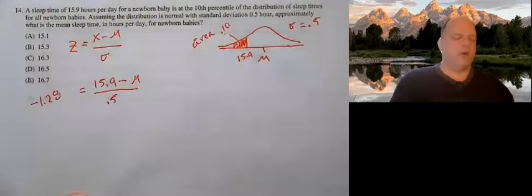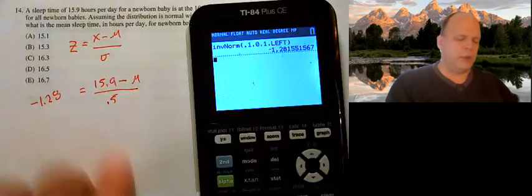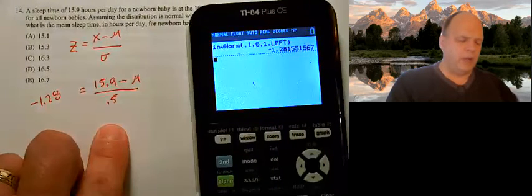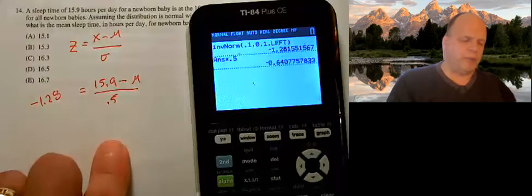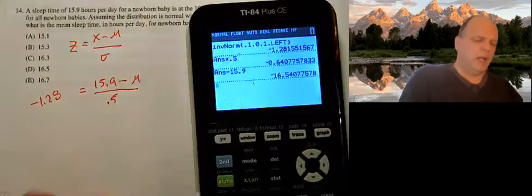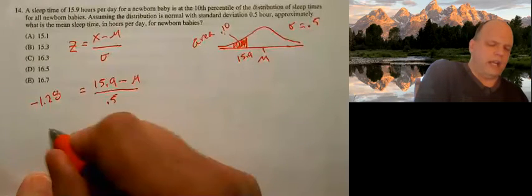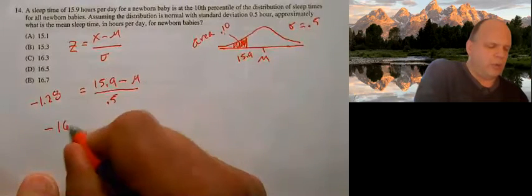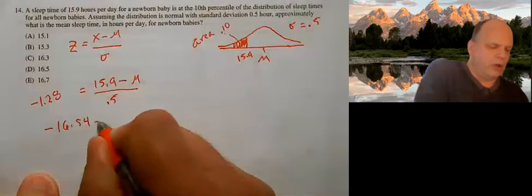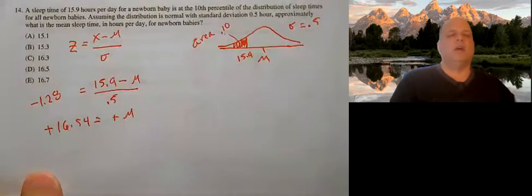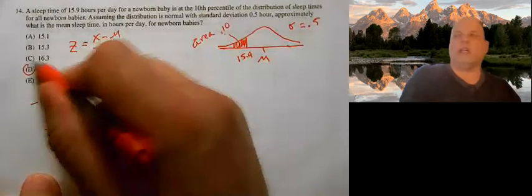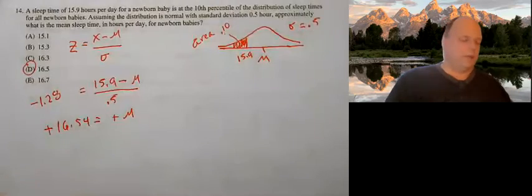At which point I can go ahead and solve this thing. So I'm going to multiply by 0.5 times 0.5, and I'm going to subtract the 15.9. When I do that, I get a negative 16.54 equals a negative mu. Make both sides positive. My closest answer is D, and 14 actually is D.